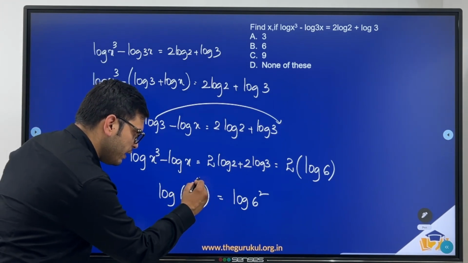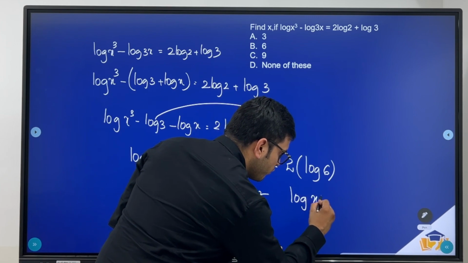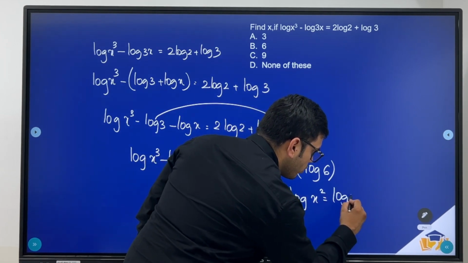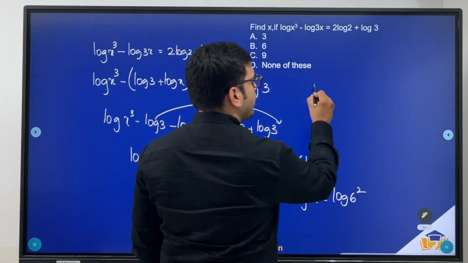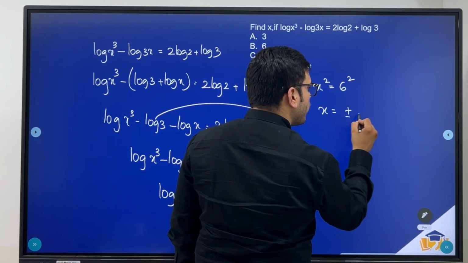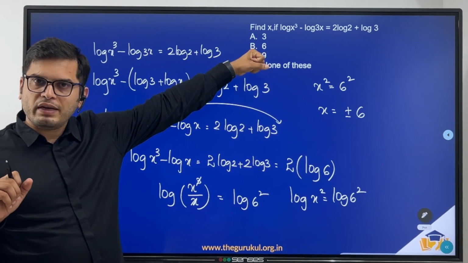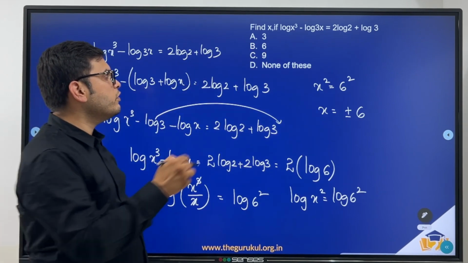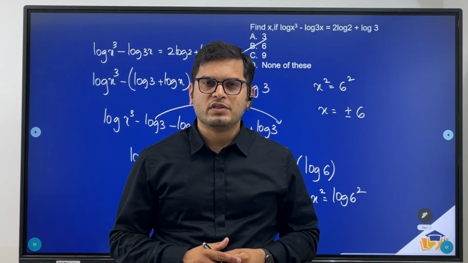So x cube by x is equal to x square. So we have log x square is equal to log 6 square. Now this is possible only when x square is equal to 6 square or x is equal to plus or minus 6. But can we have the value of x being minus 6? No. Right. So the answer for this question should be 6. Option B should be the answer to this question.